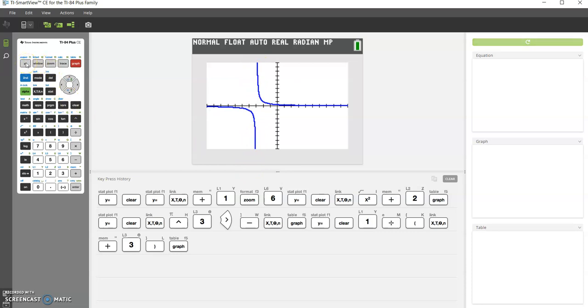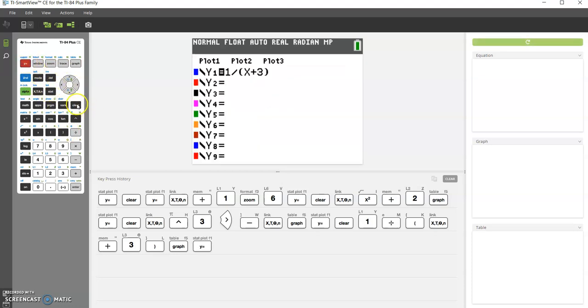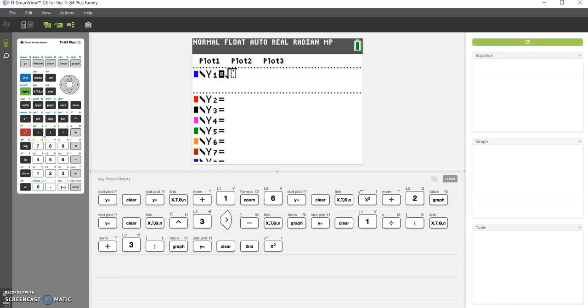Then the next graph was asking you to do the square root function, so we'll go back to y equals, clear that out. How do you get the square root function? You're going to hit second and then x squared, because you'll notice just above x squared is the square root. So when you hit the second button and then hit x squared, that pulls up your square root there, and we want to type in now x plus 4.